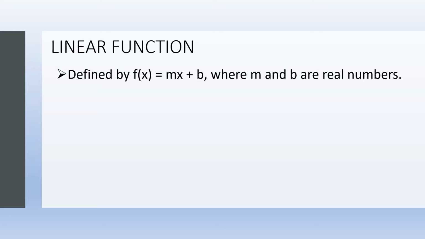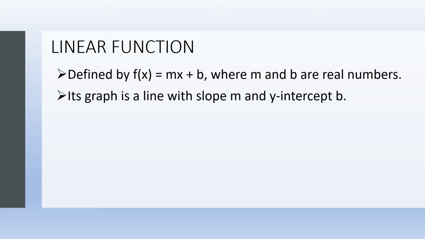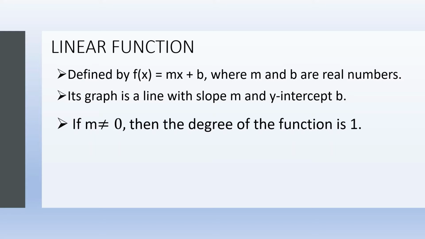So linear function is defined by f of x is equal to mx plus b, where m and b are real numbers. Its graph is a line with the slope m and the y-intercept b. If the slope is not equal to 0, then the degree of the function is 1.